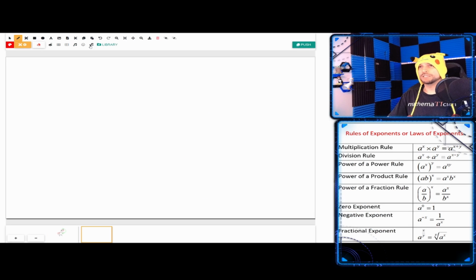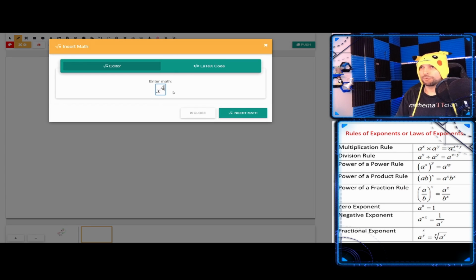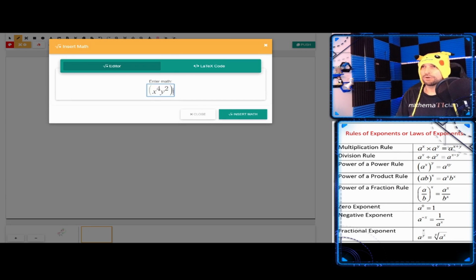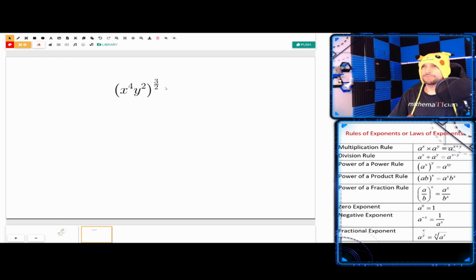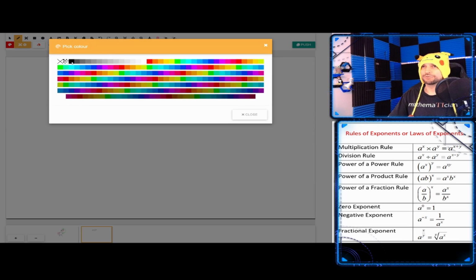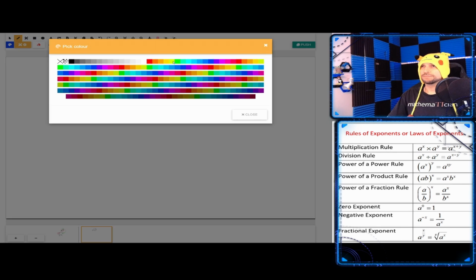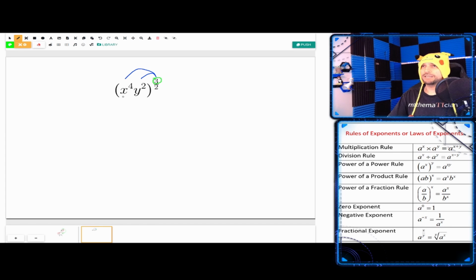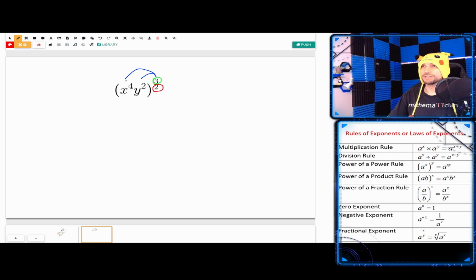Well, I'm going to call this an easy problem. It may not seem easy. Say we have x to the 4th, y to the 2, all of that taken to the 3/2. Okay, so this exponent is going to act on everything individually, and as we kind of covered, this works kind of like distribution, where we're going to be distributing this 3/2 to both of these. So let's do that one at a time. Again, we need to remember we're going to take each of these factors to the numerator's power, but then we need to take them to the denominator's root.